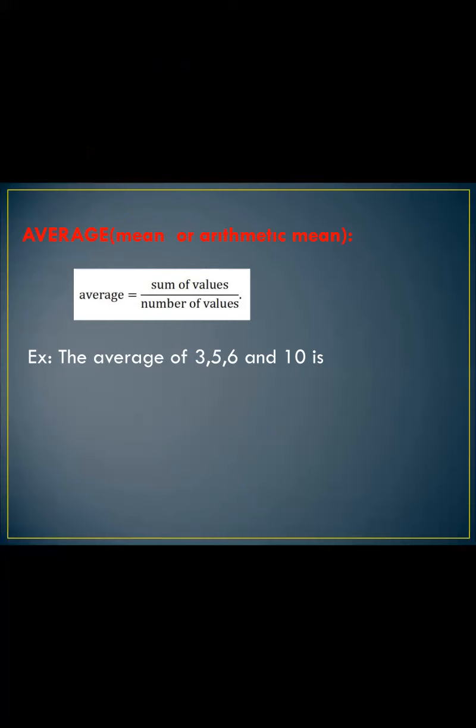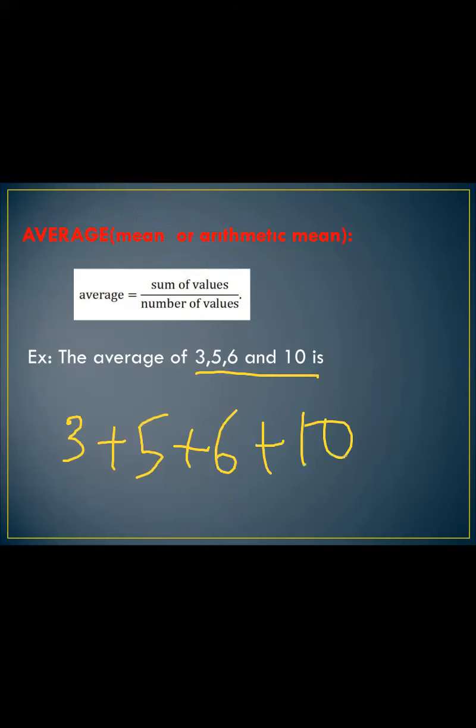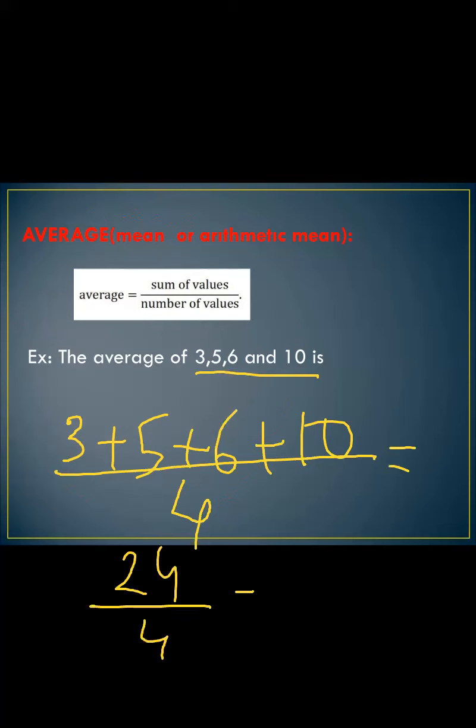So look at the example below. What is the average of 3, 5, 6, and 10? To find the average of these four numbers, we will add the values. 3 plus 5 plus 6 plus 10 over, of course, 4 is equal to 24 over 4 is 6. So the average of those numbers is 6.